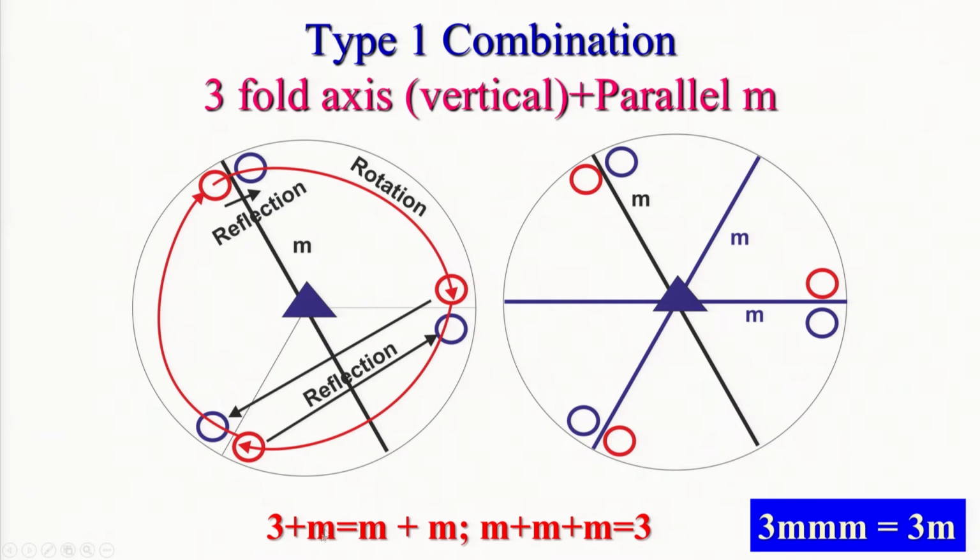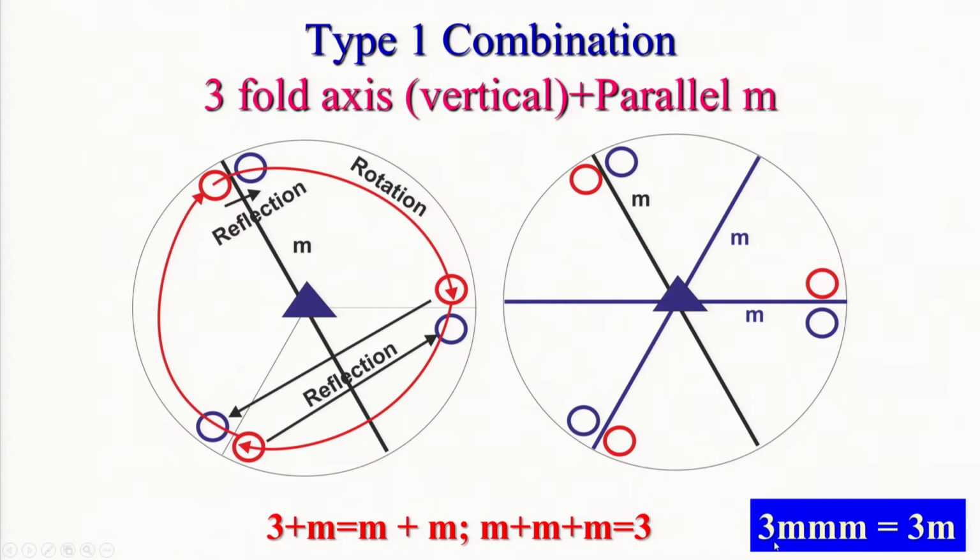Now, see what has happened. We started with a three-fold axis of rotation and a vertical mirror plane to start with, and after this operation we have seen that we have generated 2 additional mirror planes here. So, m plus m. How many total mirror planes here? m, m and m. So, there are 3 mirror planes.